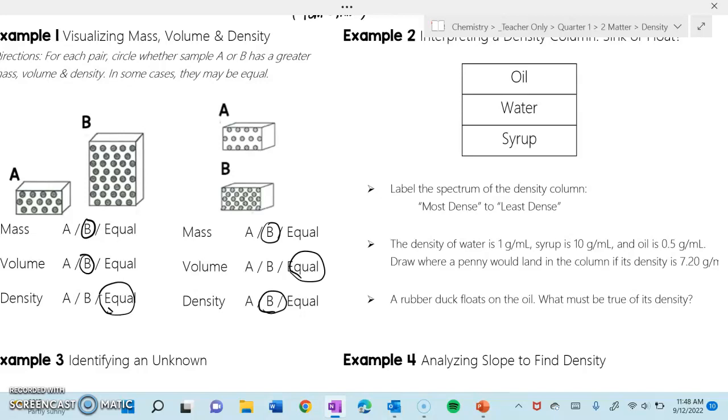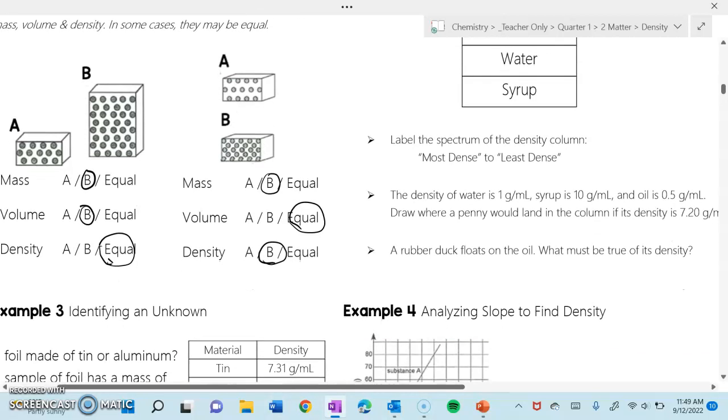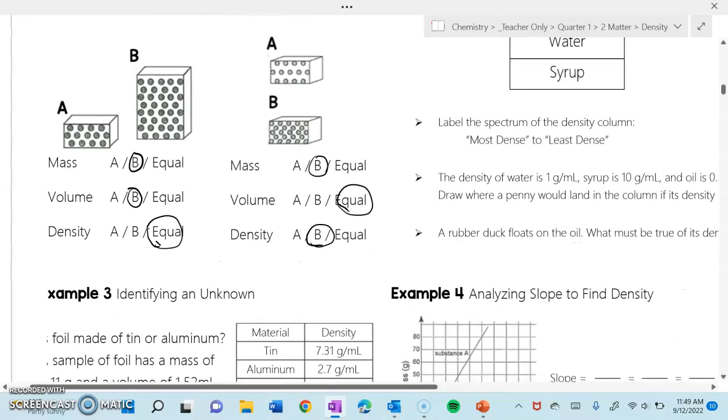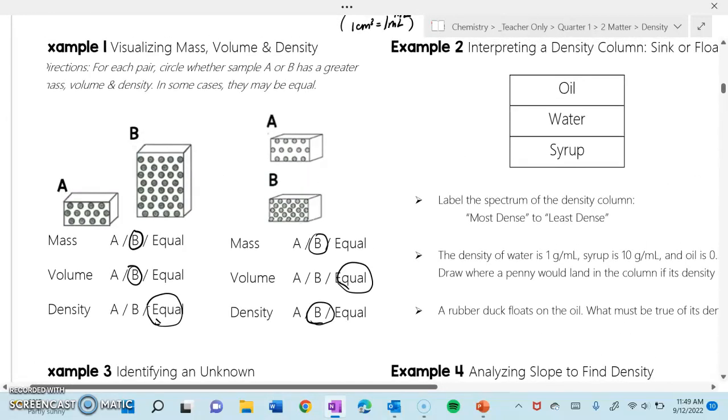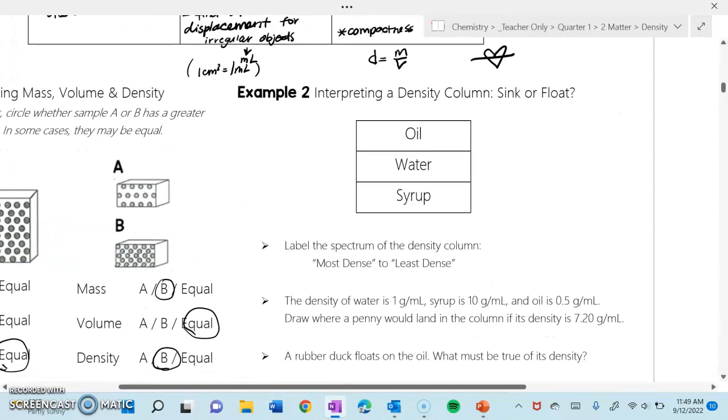What do you think might have happened if we had the same mass but a smaller volume? Perhaps it would get more dense. Smaller volume, more mass means we're going to have to squish it in tighter. Similar idea here. Well, we're keeping the volume the same. Okay, so that's visualizing mass, volume, density.